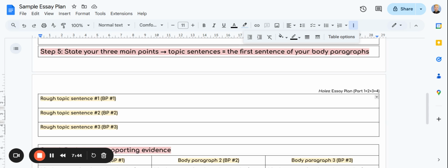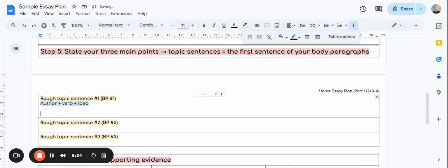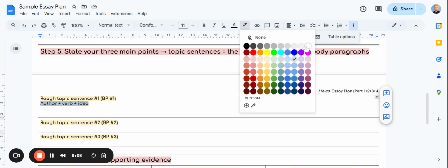In other words, this is where you write your rough topic sentences. These sentences will form the sentences of your 3 body paragraphs. Now, how do you actually write these sentences? I was talking to Sean yesterday and I recommended a sentence structure, and I'll share that with the class as well. So I'm going to call this sentence structure author plus verb plus idea.